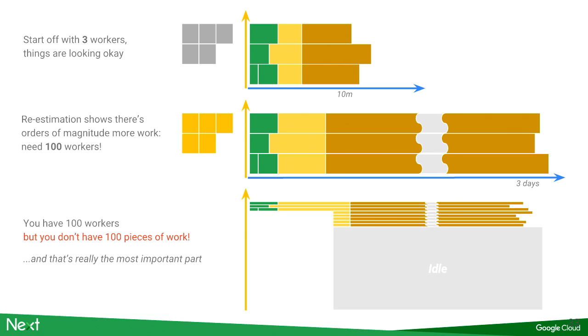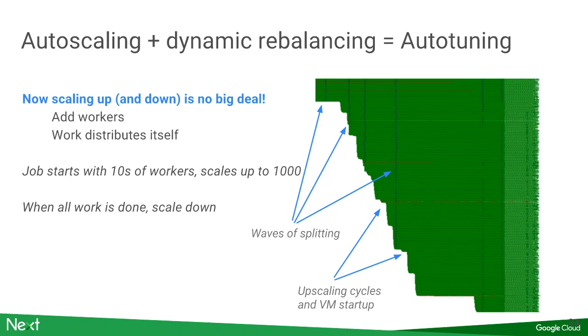The beauty of GCP is that you can easily scale up, right? However, the problem in this case is we don't have 100 pieces of work. We initially split it into 6 or 9, whatever, because we thought we needed 3 workers. And this is where dynamic work rebalancing kicks in, right? Because now you have 100 workers, and you can generate work for them by using dynamic work rebalancing. And this is actually pretty cool. We call it auto-tuning, like many people call things auto-tuning. And you can scale up and scale down as needed.